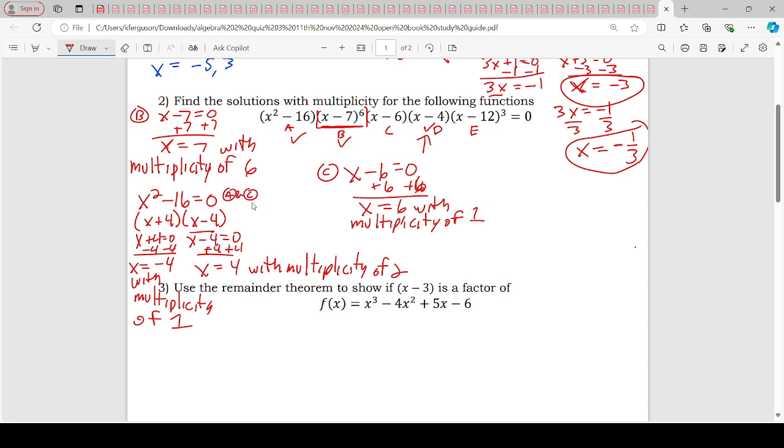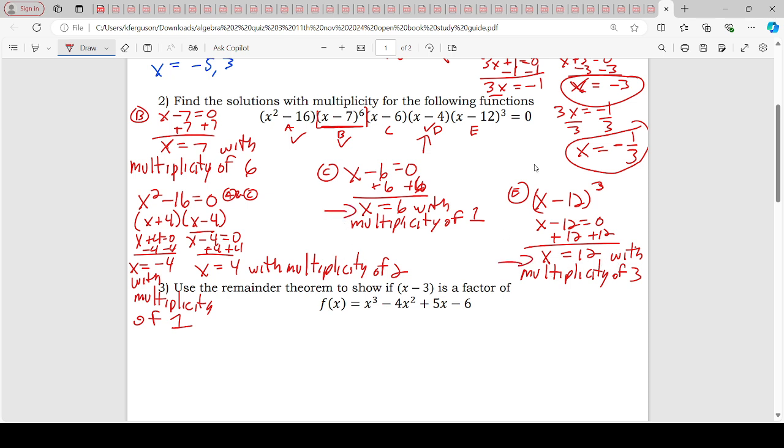Now, I'm not saying that you have to write it with the little letters in there. I'm just trying to label the stuff so you can see it more. So, last but not least, I got x minus 12 to the third power. So that's x minus 12 equals 0. I add 12 to both sides, and I got x equals 12 with multiplicity of 3. And that was E. So, like I said, I might have to give you some more space to write, but that's what I'm looking for there, is each of these answers written like that.